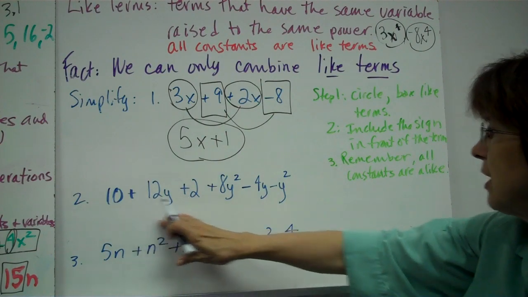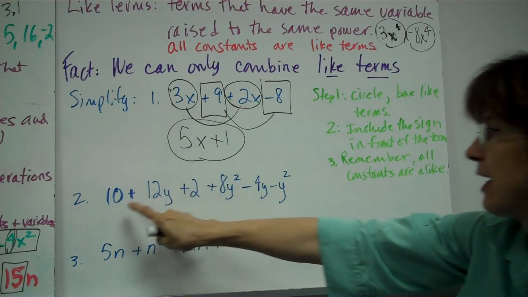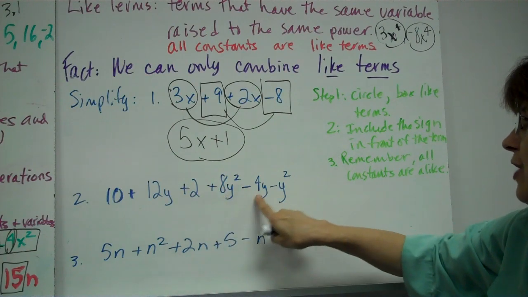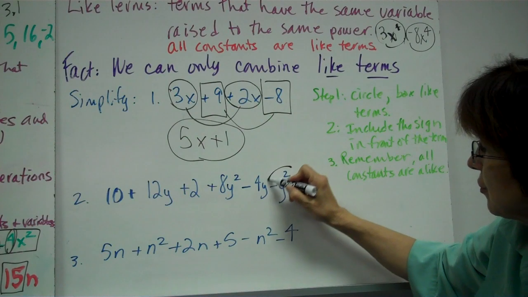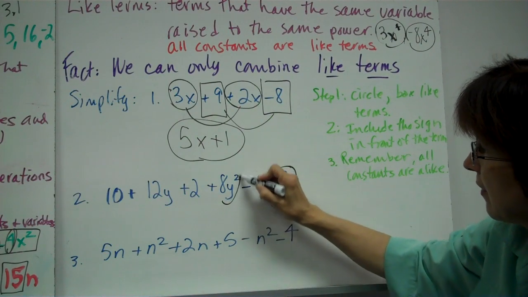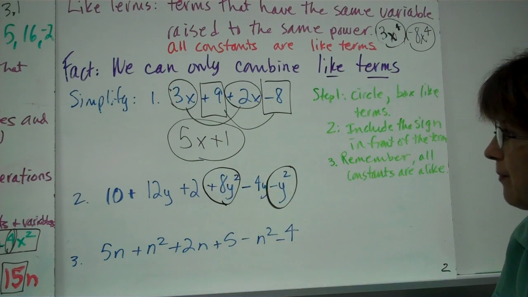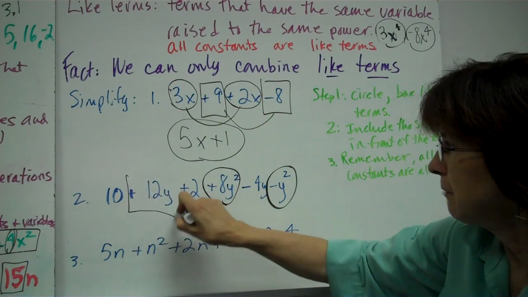All right, here I've got a bunch of terms. As a matter of fact, I have 1 term, 2, 3, 4, 5, 6 terms in here. All right, so I'm going to start with the y squared terms first. I'm going to circle the negative y squared here and the positive 8y squared. Now I'm going to box up my y terms.